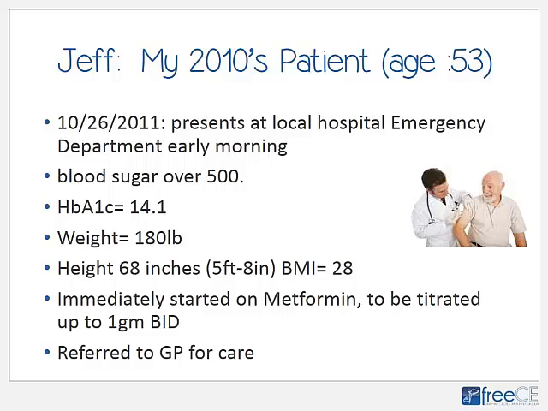He's age 53. On October 26, 2011, Jeff presents at the local hospital emergency department early in the morning. His blood sugar is over 500. His hemoglobin A1C, when they measured it, was 14.1%. His weight was 180 pounds. He's about 5 foot 8 inches tall, and calculating his BMI, it comes out to about 28. He was immediately started by the PA on metformin in the hospital, and told to follow up with his GP today.